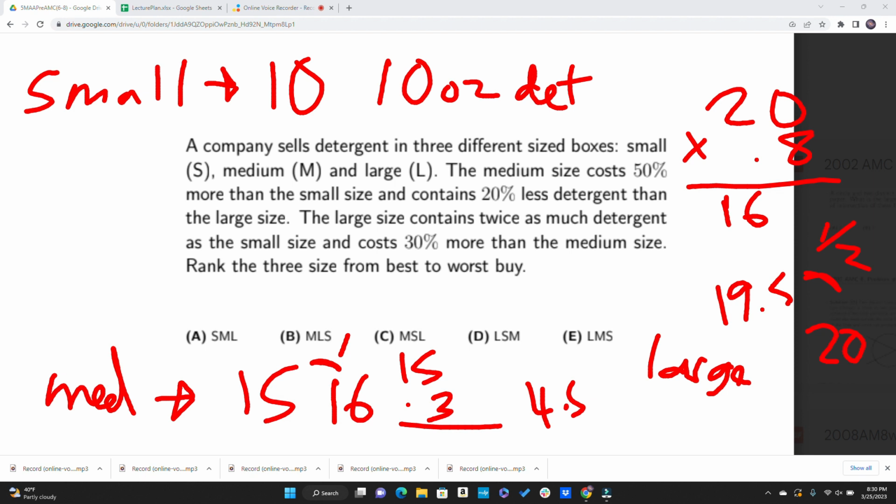So our medium, because of the more detergent per cost, the medium is the best deal, and then the large, and then the small, right? Because at least with the large, you're getting more detergent than you're paying money for, and with the small, it's the same. So we have medium, large, small. Answer choice B.